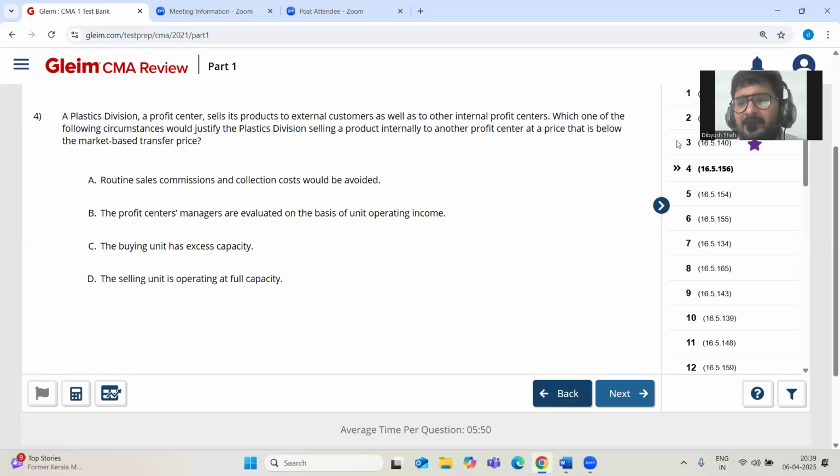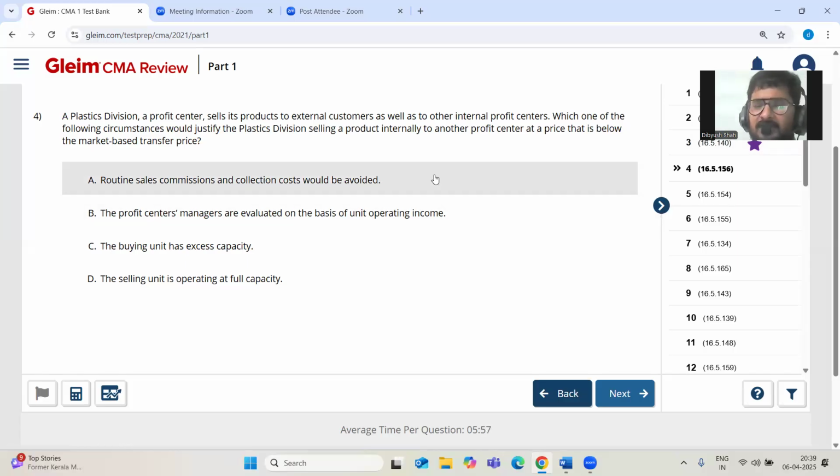Selling unit is operating at full capacity. No, in this situation, always market price. Because if I'm operating at full capacity to give to any other division within the company, I will have to cut down on my external sales and I will lose contribution on it. So I should generally sell at market price. So only A is the correct answer.